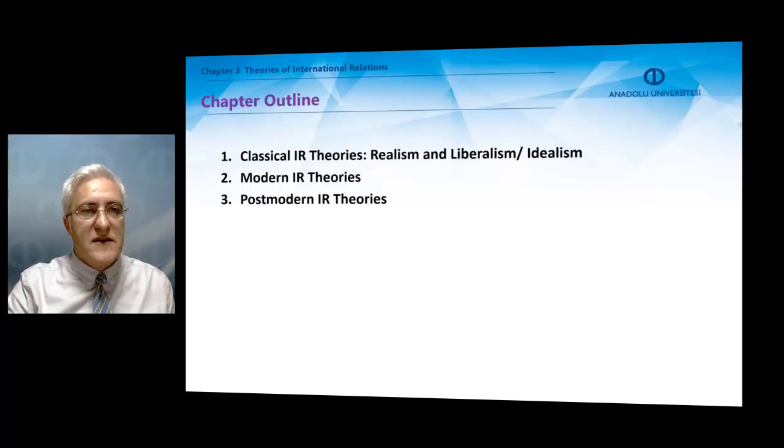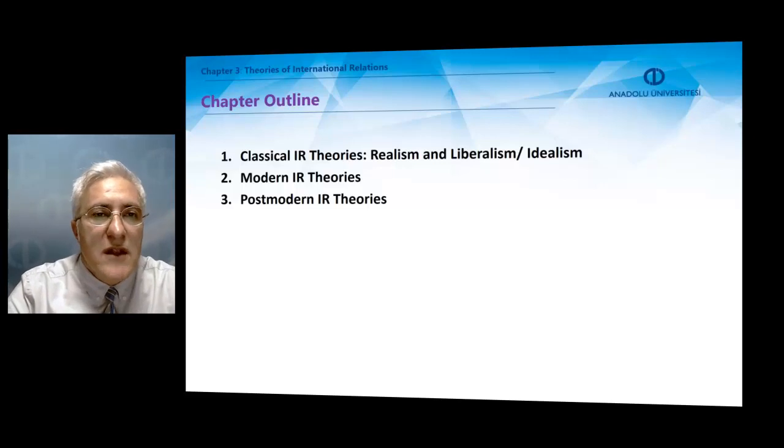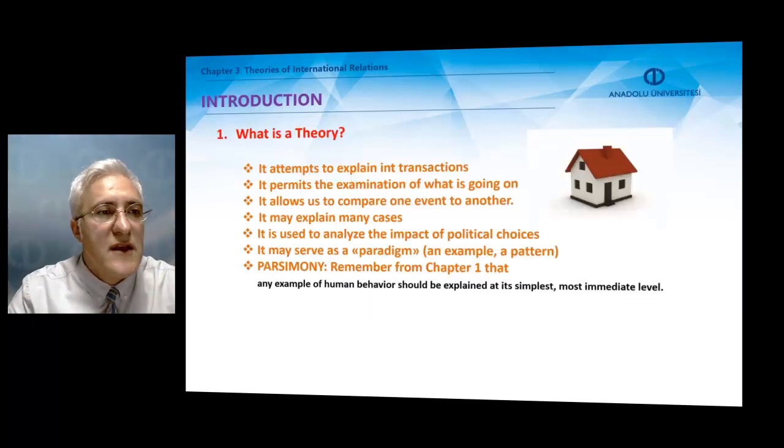What this chapter does is give you the basics, first of all, about the classical IR theories such as realism and liberalism, and then it talks about modern IR theories, and it closes with the postmodern IR theories.